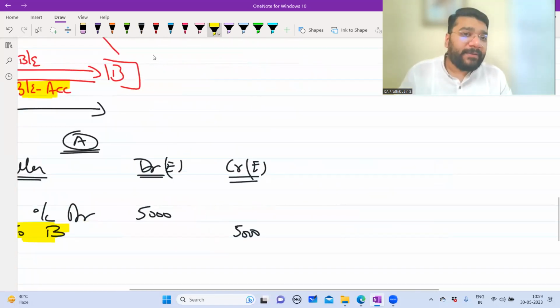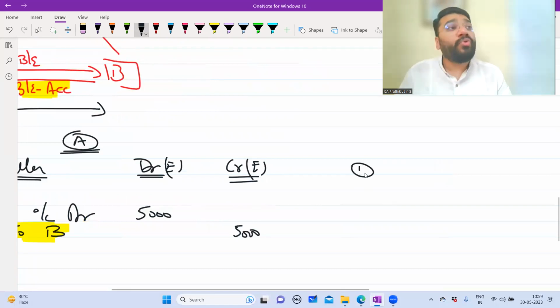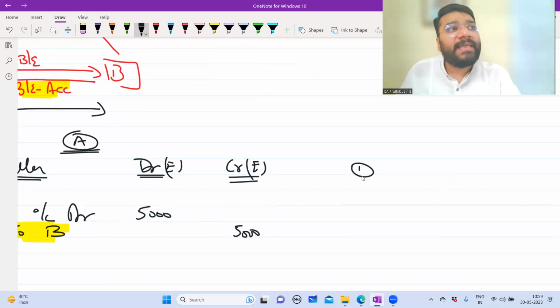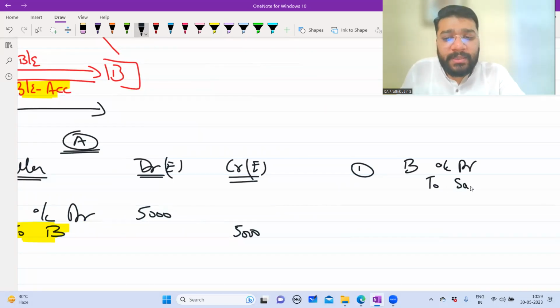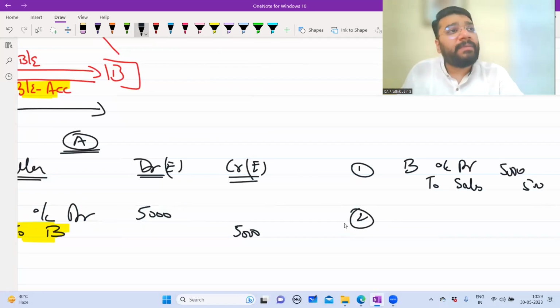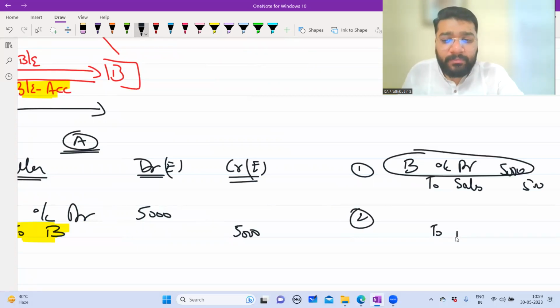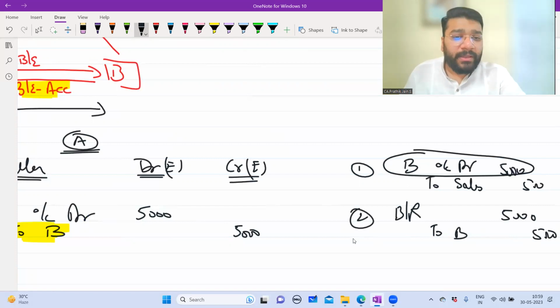Now tell me one thing, guys. If goods are sold by A, if A is selling the goods, what is the sale entry? Debtor to sales, that is B account debit to sales, 5,000, 5,000. Now when a bill of exchange is accepted, what do you do? You reverse this B. You cancel B by giving credit to B. And in return, you receive bills receivable, that is bills receivable 5,000 to B 5,000. Am I right? Can I say this entry and this entry both are the same?